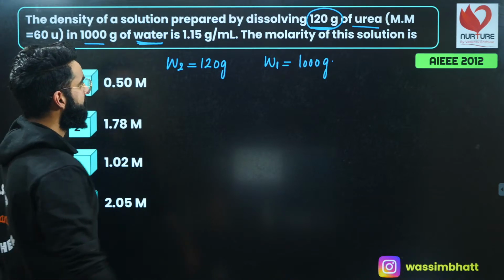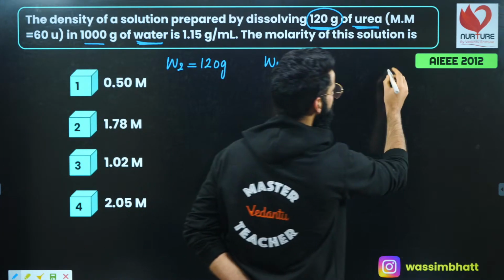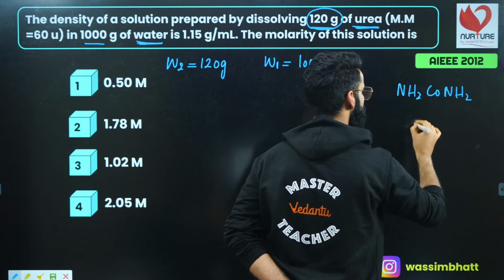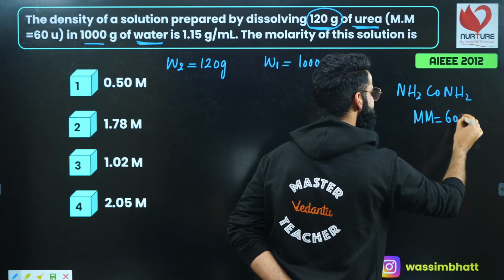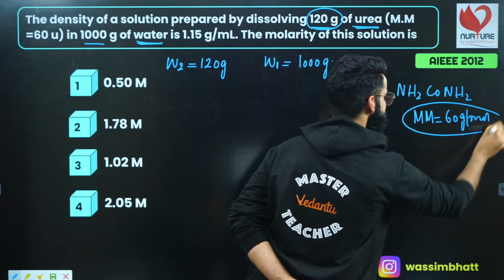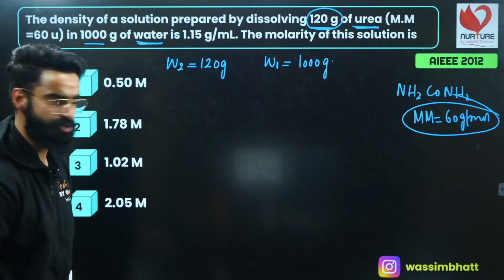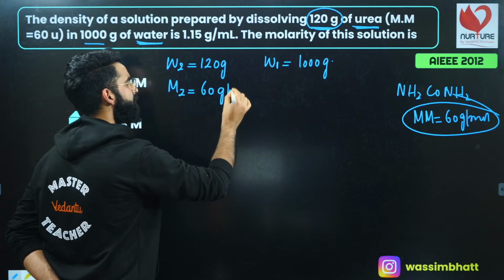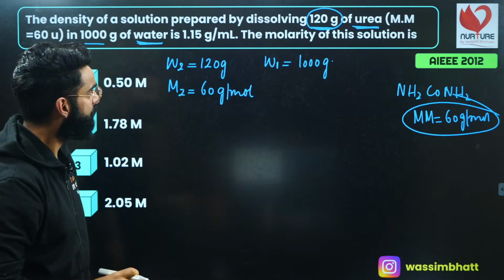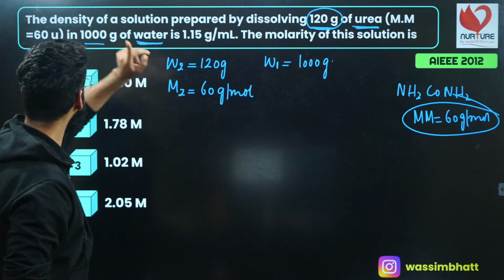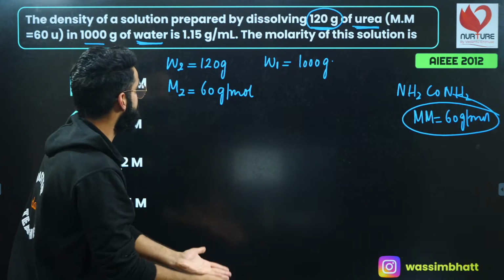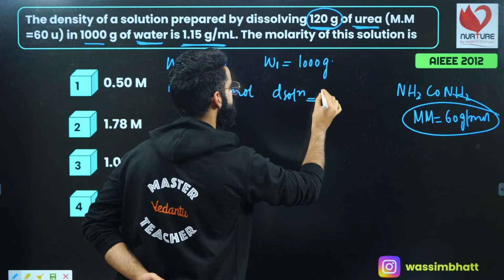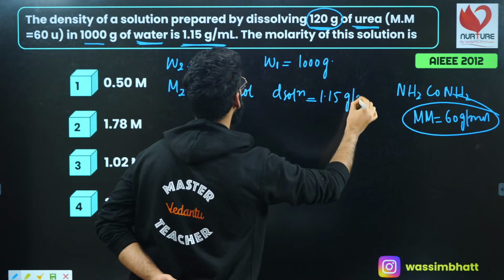Now people understand. Solute is urea. What is the formula for urea? Remember, the molecular formula of urea is NH2CONH2. If you calculate its molar mass, it will be coming out to be 60 grams per mole, right? So basically, molar mass of solute, which I represent by M2, is 60 grams per mole. So as per the question, when you are putting 120 grams of urea in 1000 grams of water, you are getting a solution, and density of that solution is given to me as 1.15 grams per ml, correct?